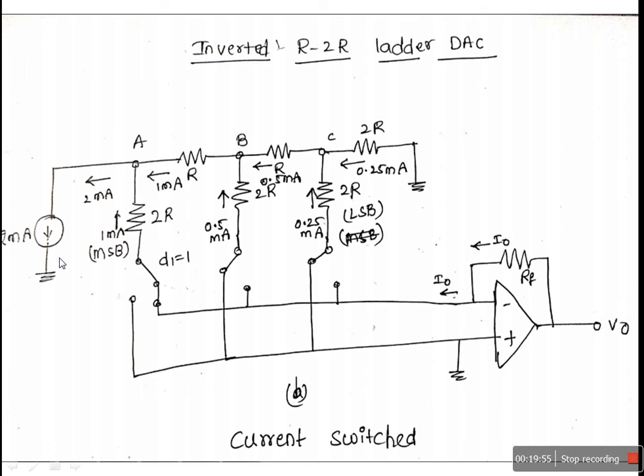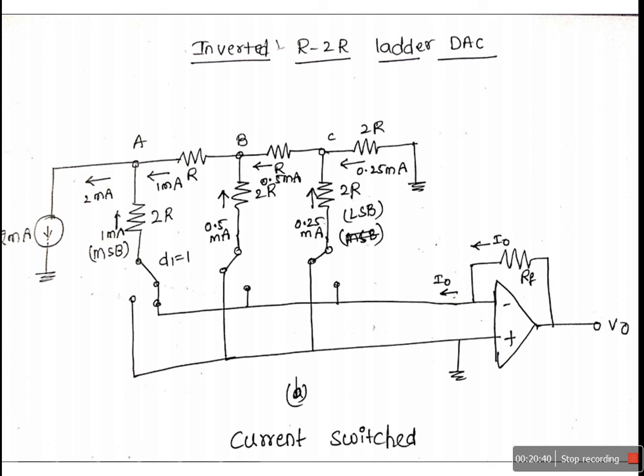So if you are using the inverted R2R ladder network, here we are connecting the current source. Already we know that these resistance values are equal, so the current is divided equally. Initially I am taking a 2 milliampere current source, the current is divided equally, so 1 milliampere, 1 milliampere. Again this 1 milliampere is the total current coming from this node, so here 0.5 milliampere, 0.5 milliampere. Again this is the total current coming from this node, and here I am getting 0.25 milliampere and 0.25 milliampere.